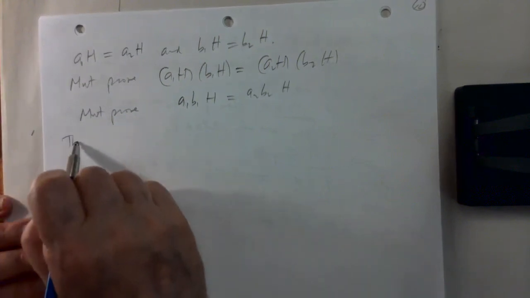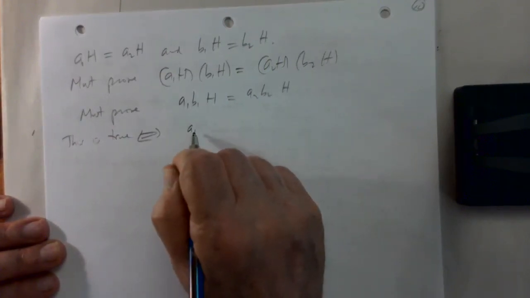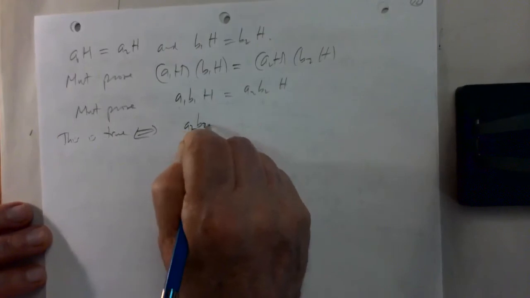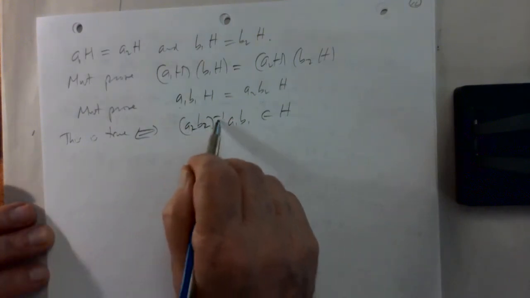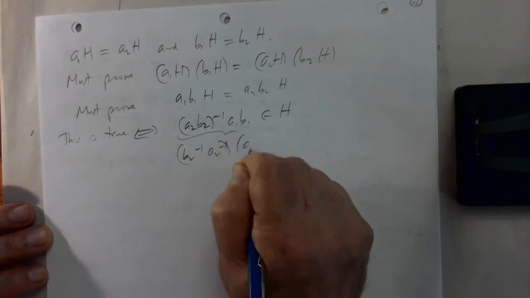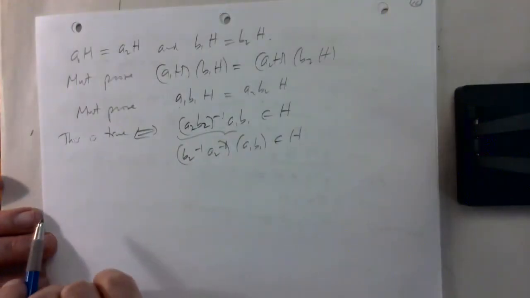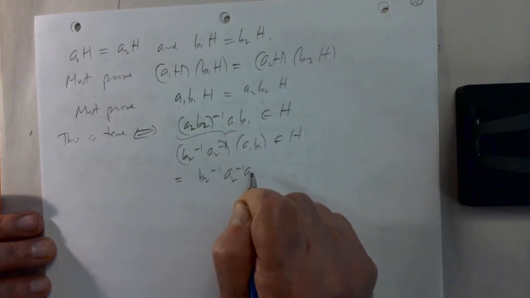But this is true if and only if, let's go back and remember the condition. So XH equals YH if and only if Y inverse X is in H. So this equals this if and only if A2B2 inverse A1B1 is in H. But what is A2B2 inverse? This is B2 inverse A2 inverse times A1B1. Is that in H? Good question. Well, what do we know? So I can also write this as B2 inverse A2 inverse A1B1.